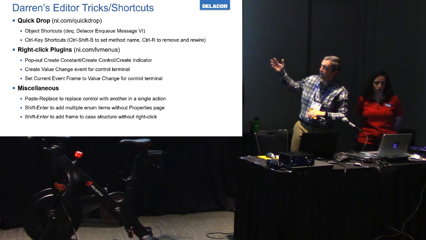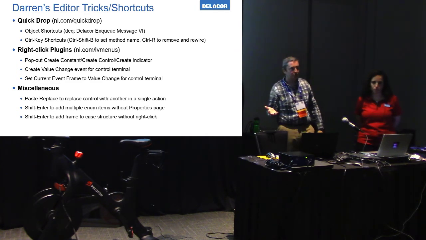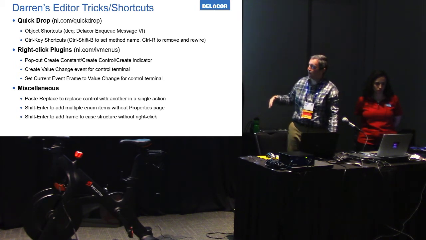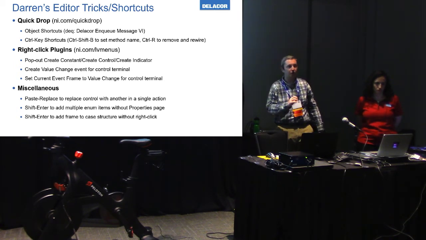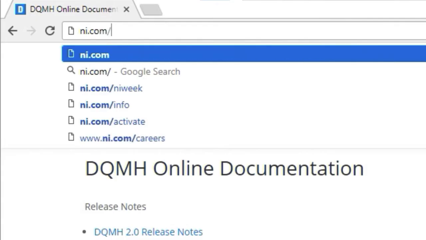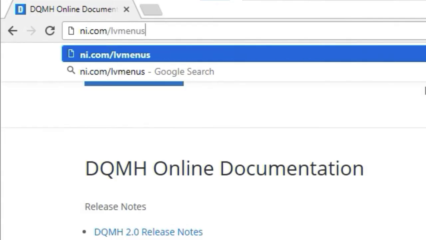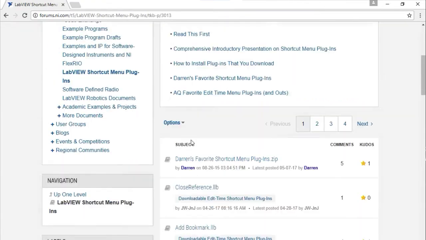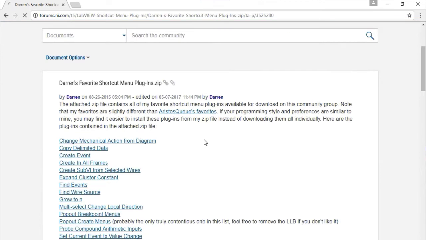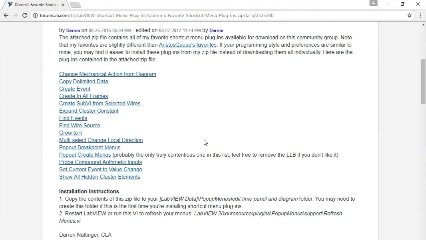So right-click plugins. If you've never seen my presentation on right-click plugins, I gave it last year at NI Week, at various other events. You can write G code to plug into the right-click menus of LabVIEW. There are several right-click plugins that ship with LabVIEW already. I may have used one or two in the presentation, I don't remember. But more importantly, I used several plugins that are not shipping with LabVIEW that you get at ni.com/LViewMenus.